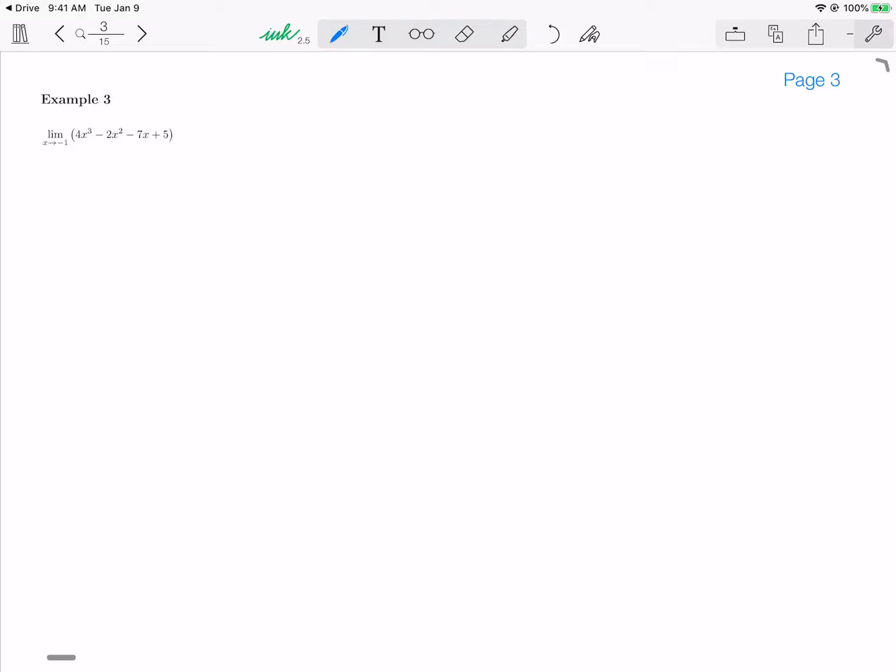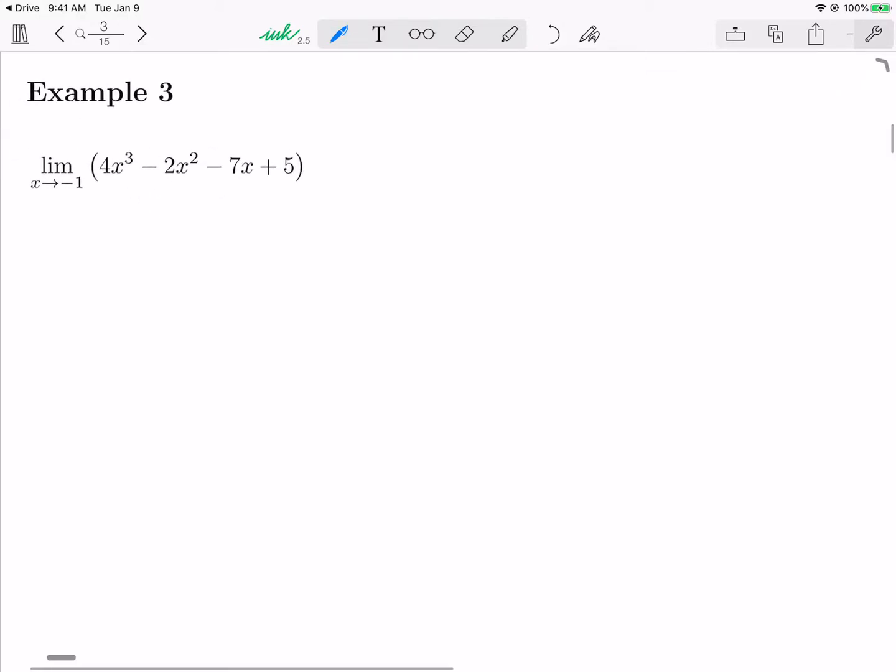And now we're going to look at building up from direct substitution to all your different techniques. So we're doing the limit as x goes to -1 of this. So first thing you always want to do with limits is see if you can just plug in the number and get a result.